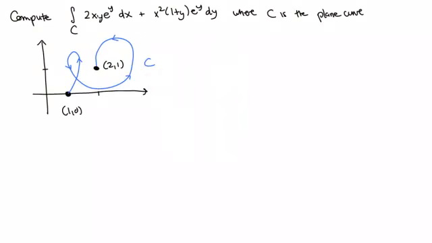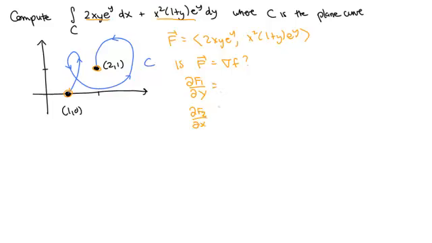And so our only hope is that the vector field that we're integrating, specifically the vector field (2xy e to the y, x squared (1 plus y) e to the y), is the gradient of some unknown function, because then we could use the fundamental theorem and simply use the initial and terminal points. Is it possible that F is the gradient of some unknown function? Well, we can do the check real fast. Let's take the derivative of del f1 del y, and del f2 del x, and see whether or not these things match.